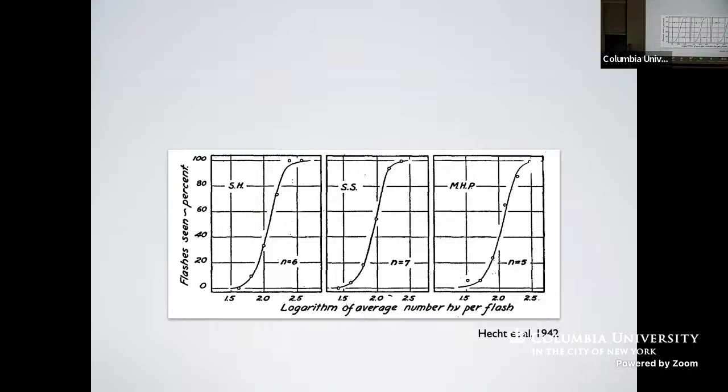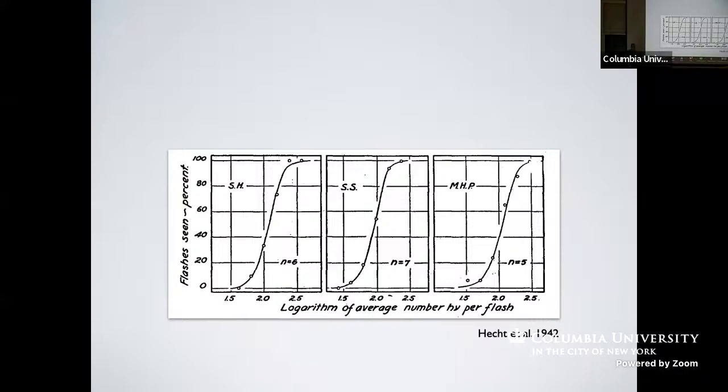And without getting into the details, the bottom line, so what's plotted here on the x-axis is basically the expected number of quanta that are being released by a very dim light source. Okay, and so a measure of the physical characteristics of a light that's being presented. And on the y-axis, for three different human observers, it's just what's the probability that you would have detected that light. Okay, it's a really simple, very basic psychophysical task, among the most basic kind you can have, a detection task. You see it or don't you?